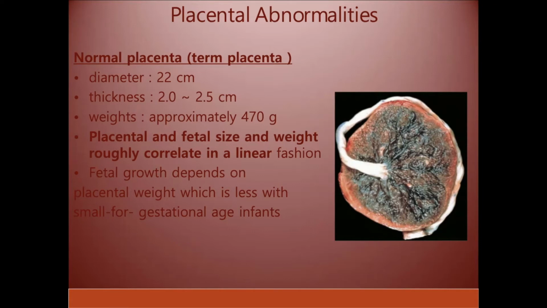The normal placenta is a round or oval-shaped organ that attaches to the uterine wall and has roughly 22 centimeters in diameter. The placenta thickness is about 2 to 2.5 centimeters, and weight is usually about 1/6 of the fetal birth weight. Thus, normal development of the placenta is important for eventual embryonic and fetal development.